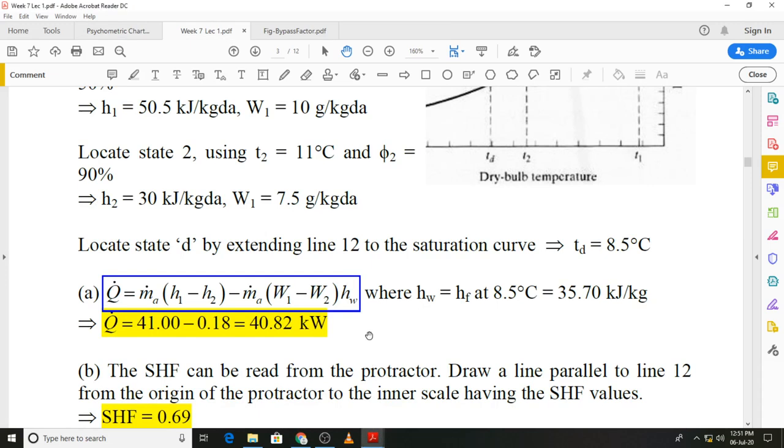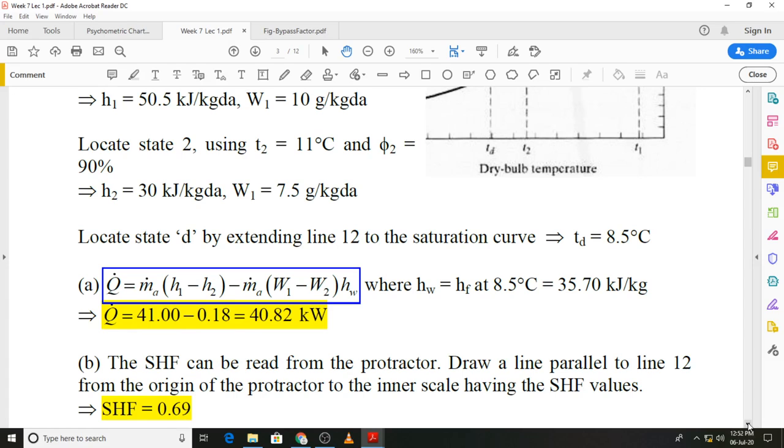So we go back to the cooling coil capacity, and you can see the first term has a value of 41 and the second is around 0.18, which is quite small, and even if we had neglected this, it would not have changed the coil capacity value by any significant amount, so that is acceptable, and we get the cooling coil capacity as 40.82 kilowatts.